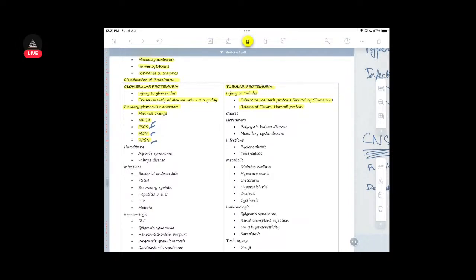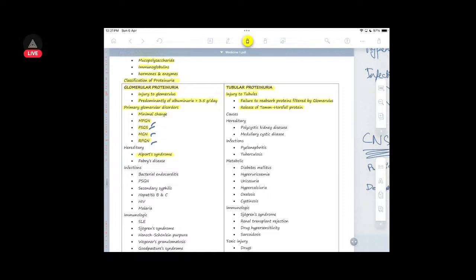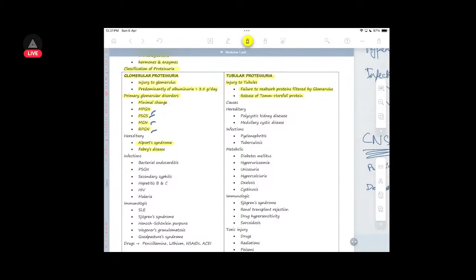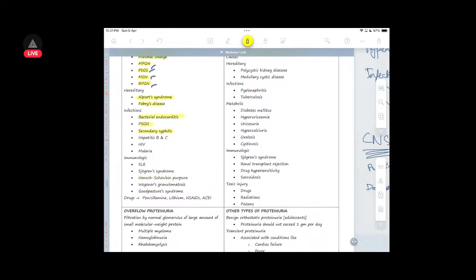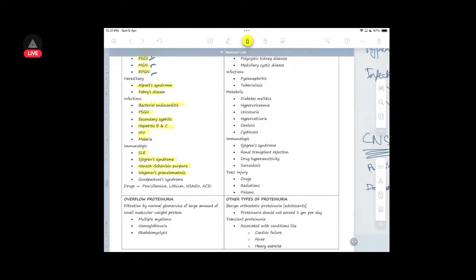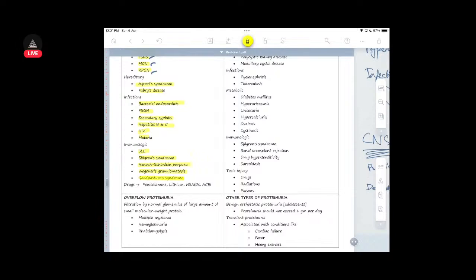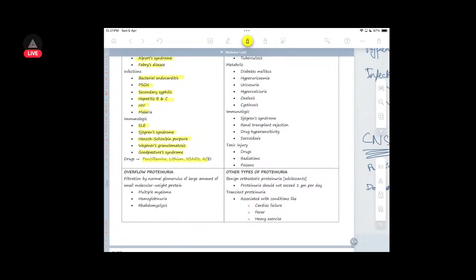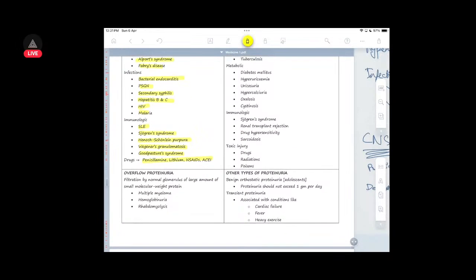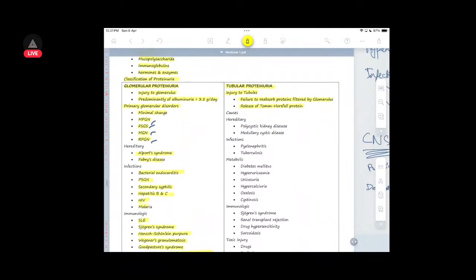This is glomerular proteinuria. Hereditary causes: Alport syndrome and Fabry's disease. Infections: bacterial endocarditis, post-streptococcal glomerulonephritis, secondary syphilis, hepatitis, HIV, malaria. Immunological: SLE, HSP, Wegener's granulomatosis, Goodpasture syndrome. Drugs: penicillamine, lithium, NSAIDs. All of this will cause glomerular proteinuria.